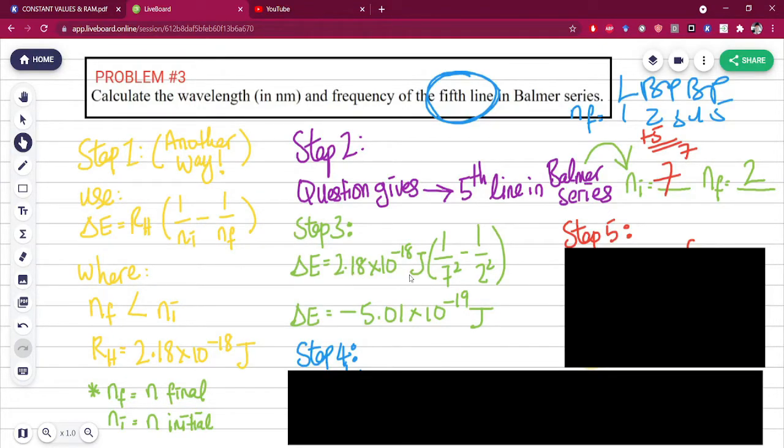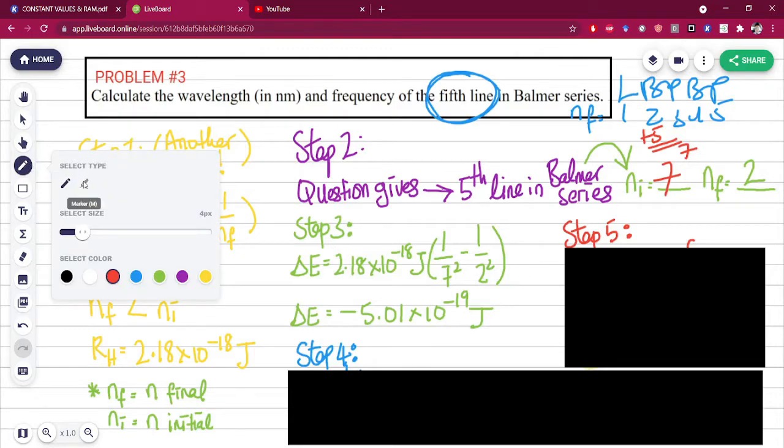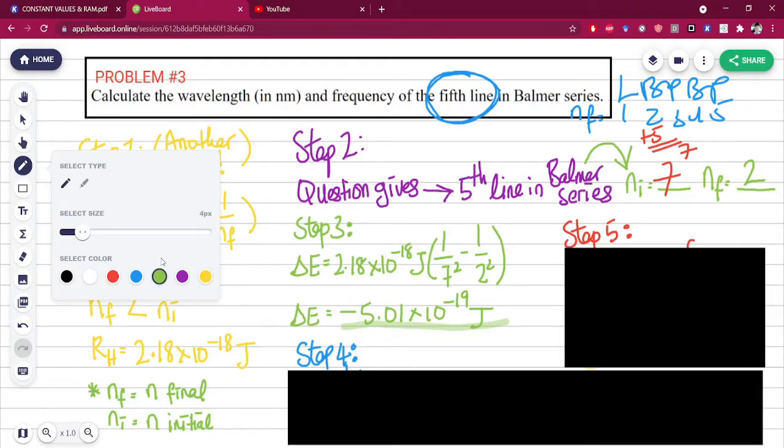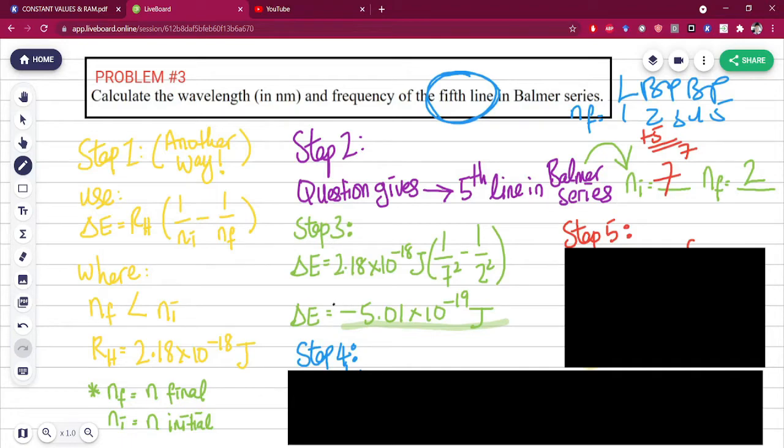So you plug in all the values, you're going to have delta E in negative form. That's okay because the negative sign over here refers to the release of energy. So this signifies energy release. Okay. So don't worry about the negative sign.